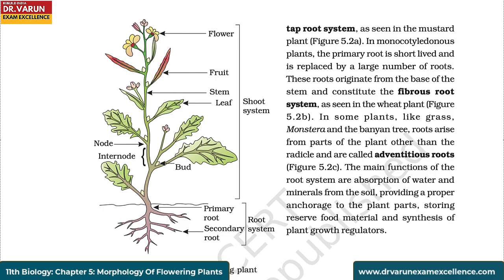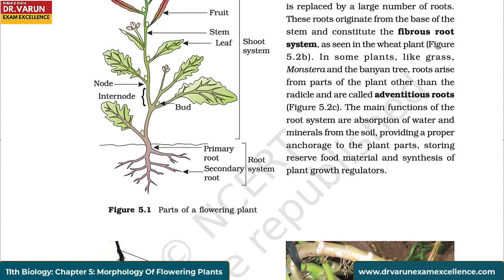In monocotyledonous plants, the primary root is short-lived and is replaced by a large number of roots. These roots originate from the base of the stem and constitute the fibrous root system, as seen in the wheat plant. In some plants, like grass, Monstera, and the banyan tree, roots arise from parts of the plant other than the radicle and are called adventitious roots.